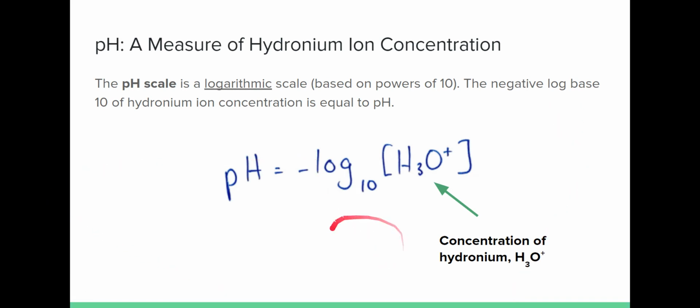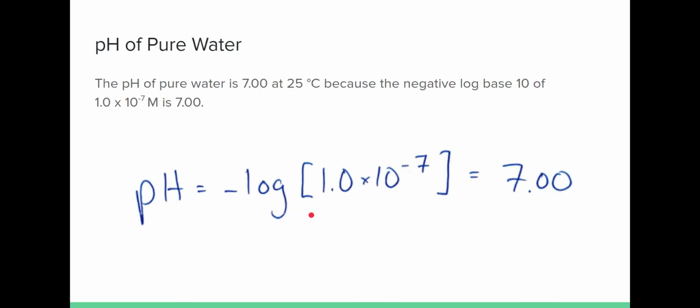When we take a look at this expression, we can see that pH is always going to be the log base 10 of that concentration, but we take the opposite of it. When I look at the pH of pure water, we said the concentration of H3O plus is exactly 1 times 10 to the negative 7th. Well, if I take the log base 10 of that number, I get negative 7. And if I take the opposite then of that number, I get positive 7. And that's why water has a pH of 7.